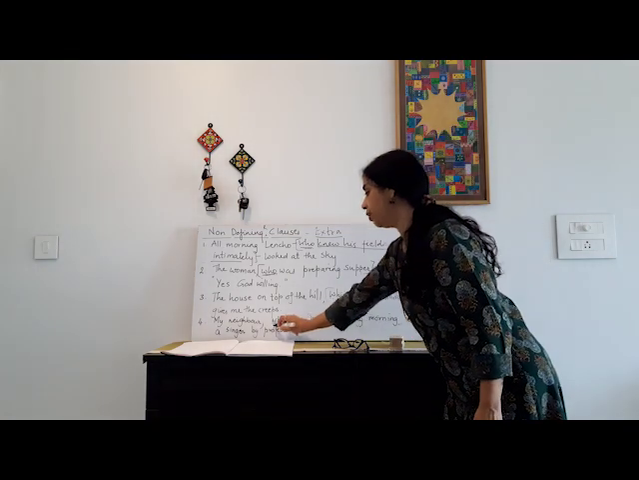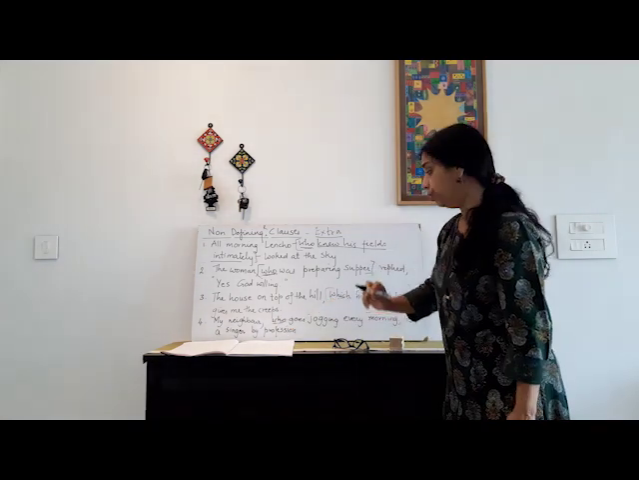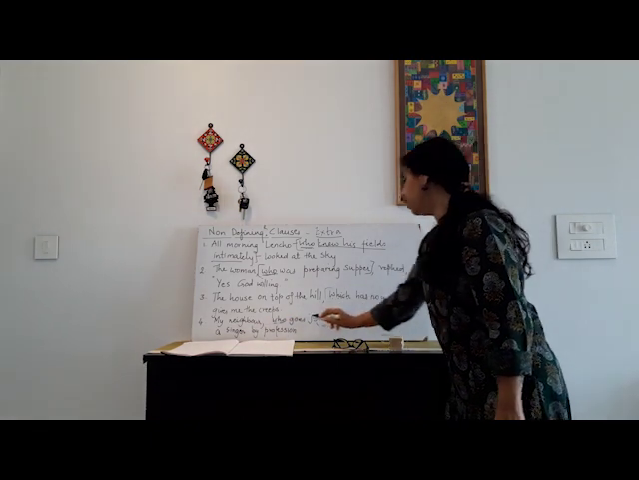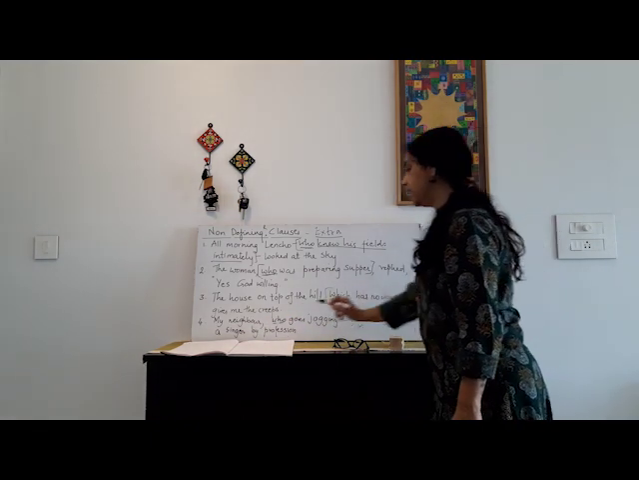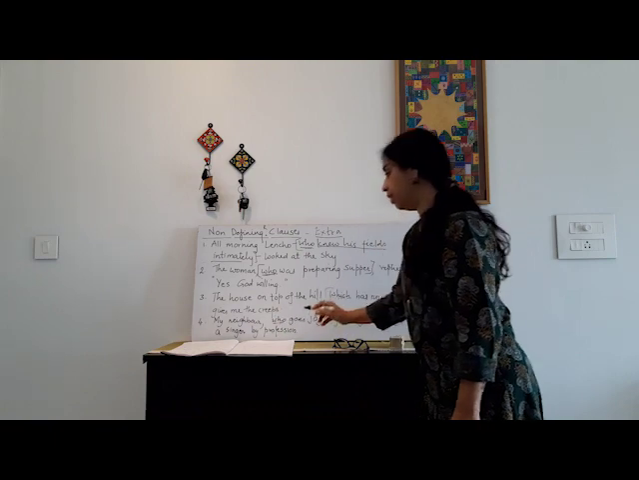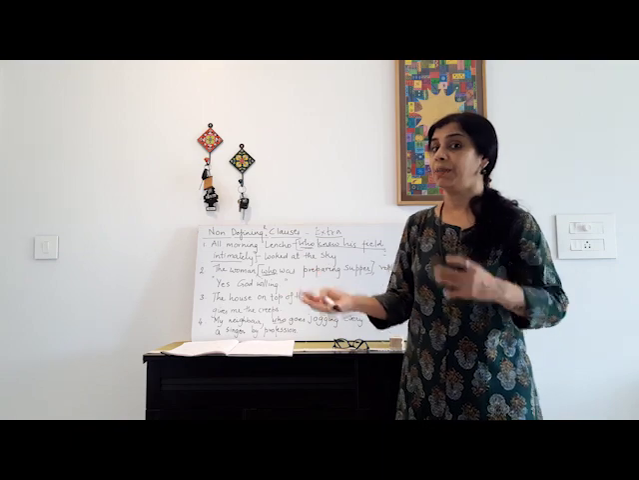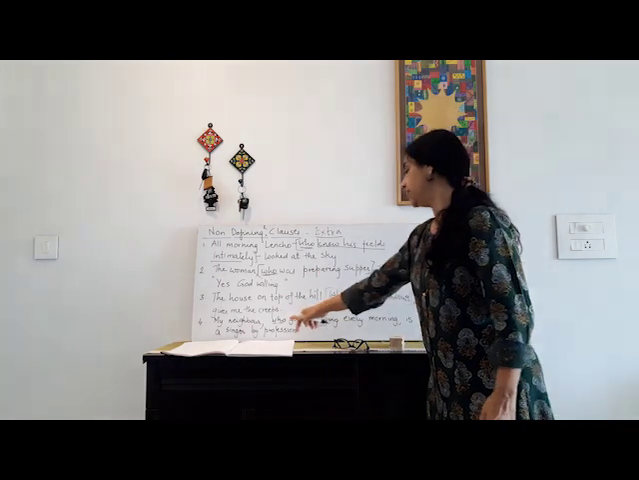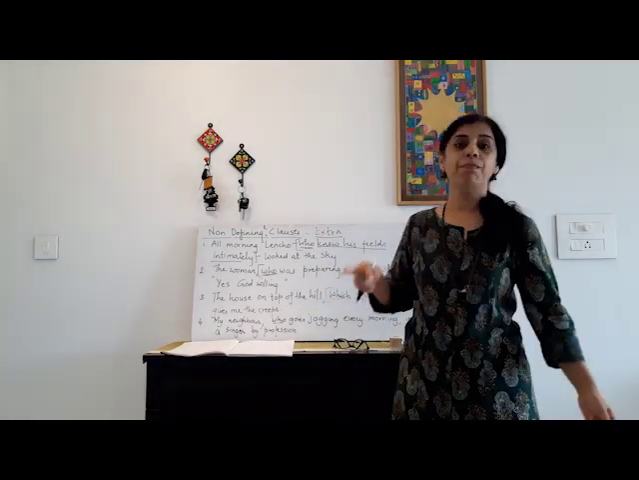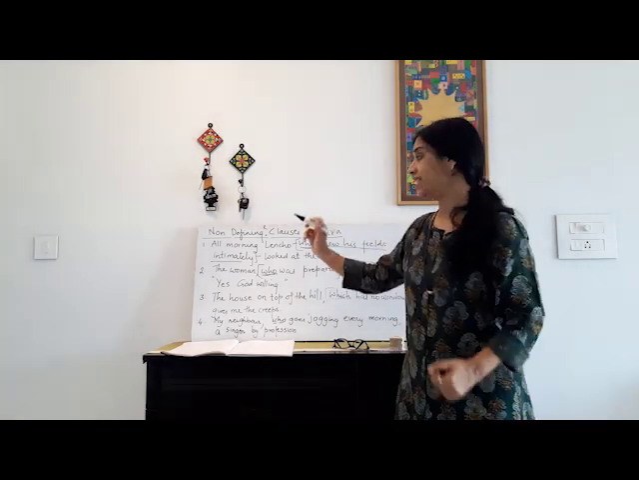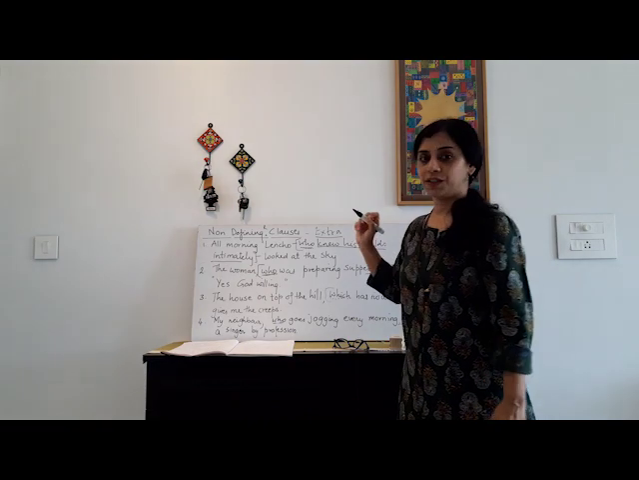Next, my neighbor, who goes jogging every morning, is a singer by profession. Again, you start with a relative pronoun, who, there's a comma before it, there's a comma after it. Who goes jogging every morning, is a singer by profession. So my neighbor is a singer by profession, complete. But I'm telling something more about him, that he goes jogging every morning. So that is the extra information. So these are non-defining clauses.